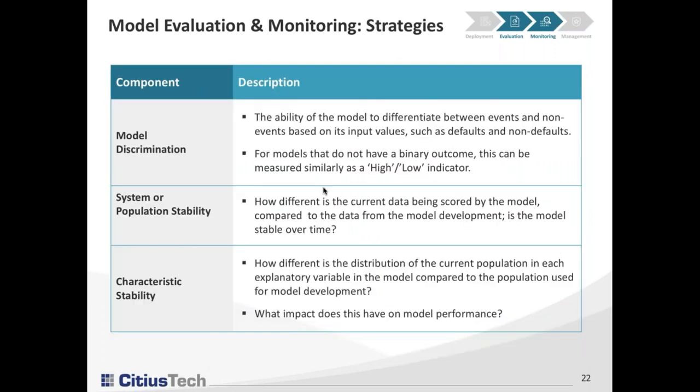So this slide lists some common approaches and metrics when evaluating and monitoring models, or even comparing models to each other. The most prevalent in the industry is the model discrimination metrics. This approach establishes metrics to determine how well a model predicts events. This includes some of the metrics we discussed before around sensitivity, which is the true positive rate, specificity, which is the true negative rate, and area under the curve, which is the optimized trade-off between sensitivity and specificity.